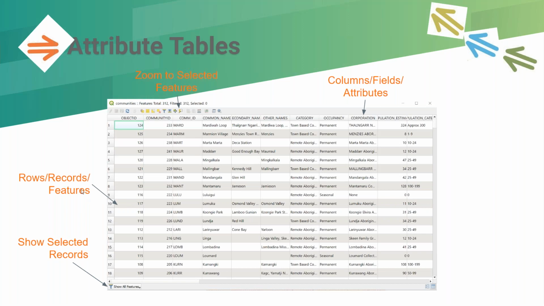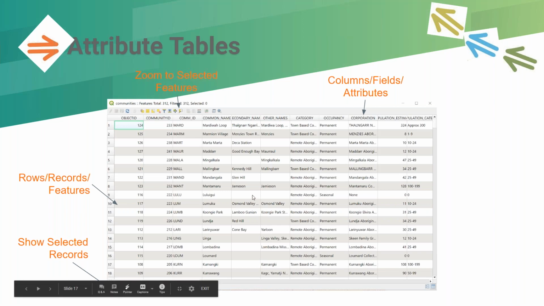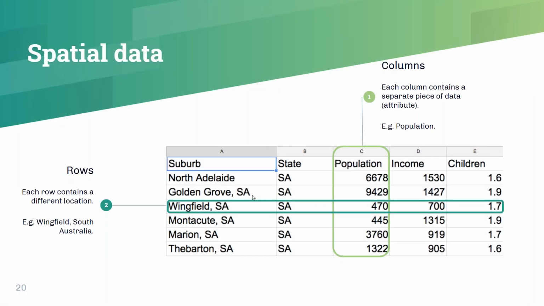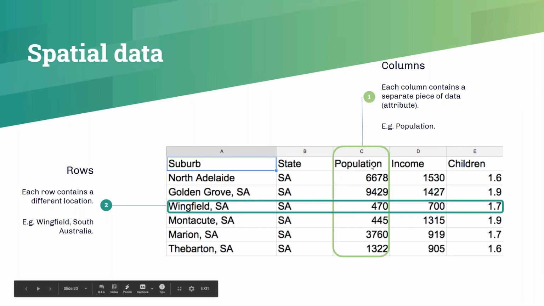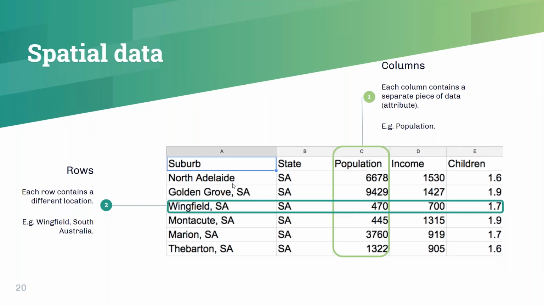But key points to remember here are that each row in that table links to a different place. Each column gives us a different piece of information or a different attribute. That's why it's called an attribute table. And here is a simpler table just to highlight that again. So each column contains different data. This is Adelaide suburbs with some census data, and each row contains a different place, a different suburb.